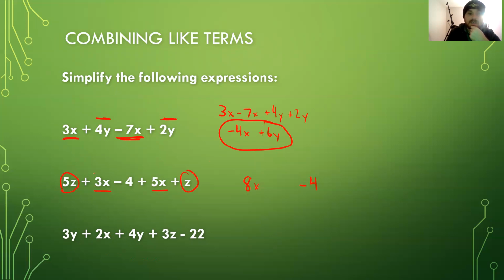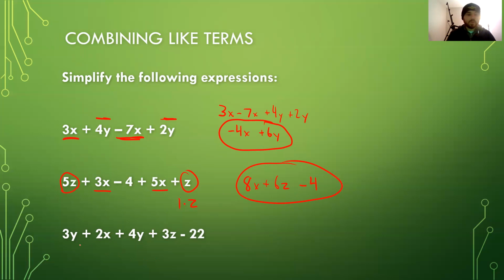We have a positive z and a positive 5z. Now, this is something I haven't talked about yet. When we have a variable by itself, it's effectively got a 1 in front of it. We just don't need to write the 1 because anything times 1 is itself. So when we have just z, that just means 1z. If we have just x, that's 1x. So when you add these together, be careful. It's 5z plus 1z, which is going to be plus 6z. So that's how we solve the second one.